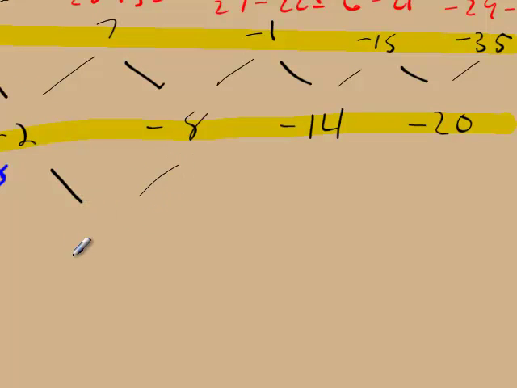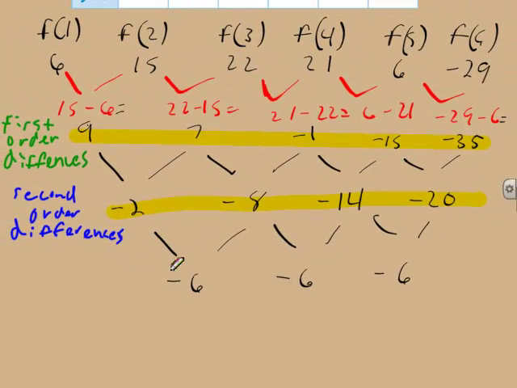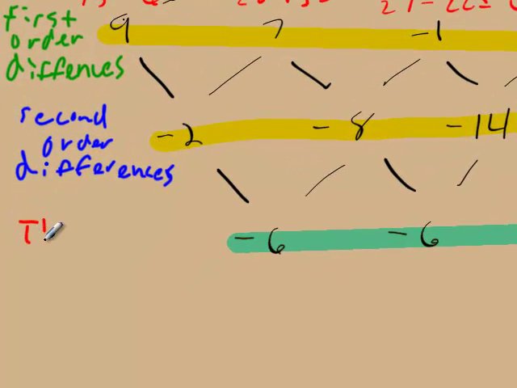So now -8 and 2, that's going to give me -6, -14 minus -8, or +8, gives me -6, and -20 minus -14 also gives me -6. And look what we have going on here. Notice that all of the numbers repeat. They're all repeats at -6. And this is going to be our third order differences.